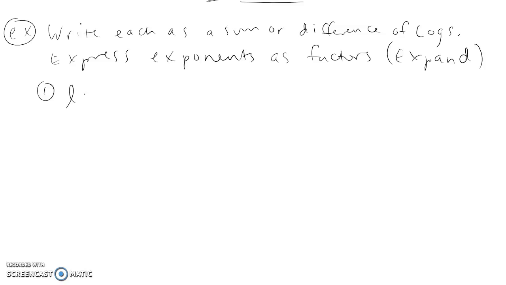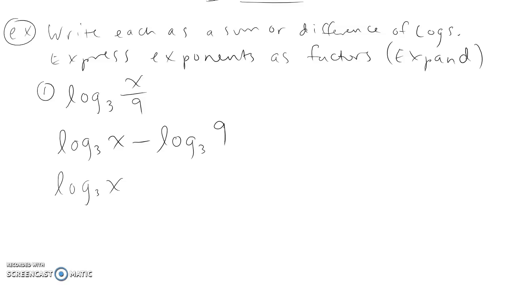Okay, so we're going to take log base 3 of x over 9. Well, based on property 6, we can say this is log base 3 of x minus log base 3 of 9. Now, anytime you're doing this, if you can evaluate a logarithm, you go ahead and do it. So log base 3 of x, I can't evaluate that. But what's log base 3 of 9? Well, it's the exponent that we raise 3 to get 9. It's 2.